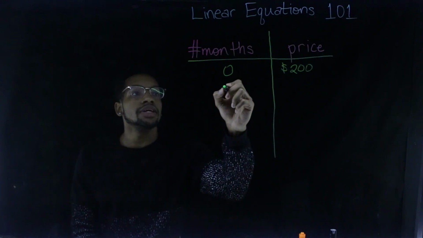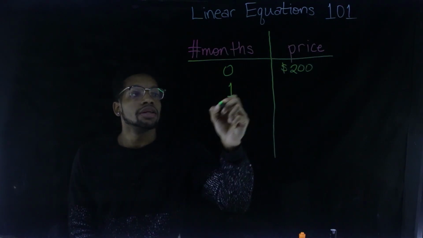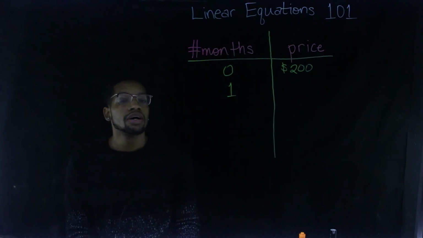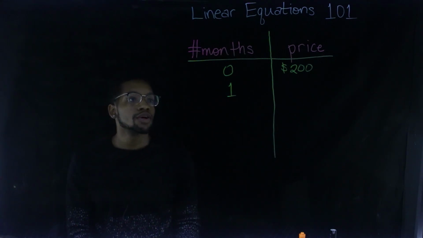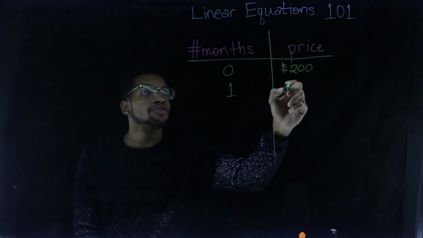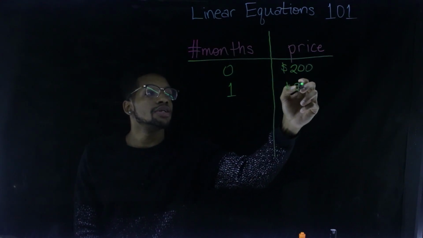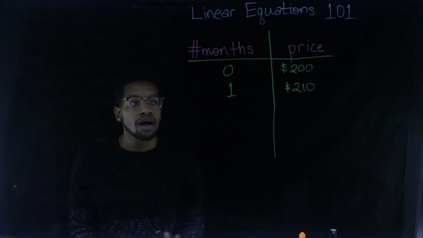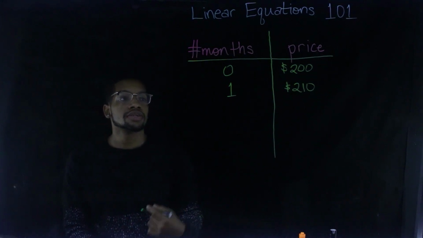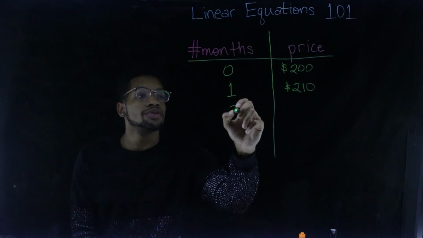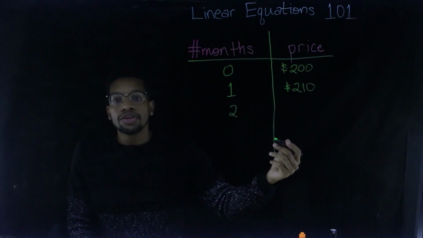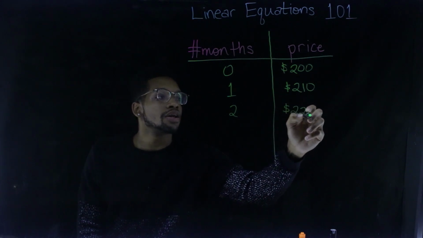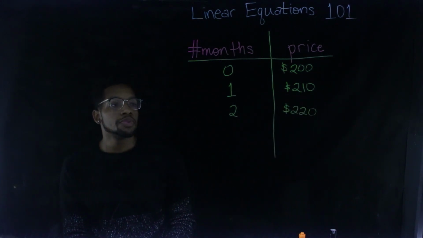All right, now 1 month in, the agreement was you're going to pay for PlayStation Plus by yourself, and that's cool because it's just $10 a month, right? So 1 month into having the game, you spent what? $210 was your total price, because it's $200 for the console and then $10 for the PlayStation Plus. And we can keep going. 2 months in, that's another $10, so it's really just going to be $220 total that you've spent so far.